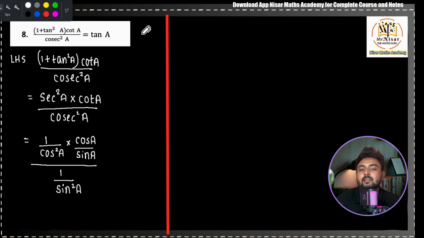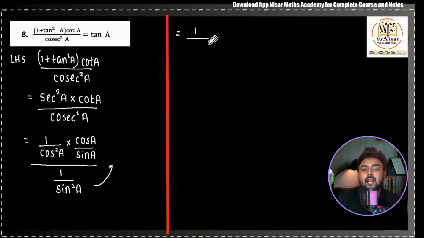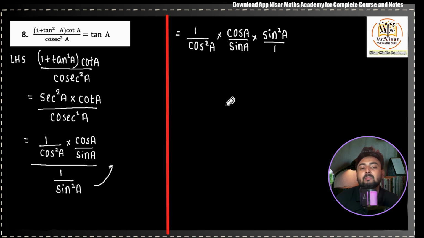The next step is, now we have a fraction divided by a fraction. What I said, whenever a fraction is there in the division, what happens? It becomes reciprocal. So I'm going to just reciprocal it. See what I have in the step: 1 by cos square a into cos a upon sine a into sine square a by 1. I have just reciprocated it. It goes into the multiplication in the numerator by becoming the inverse.